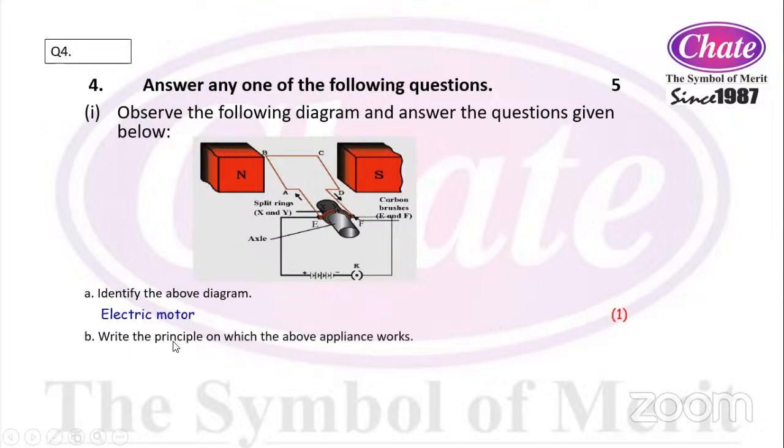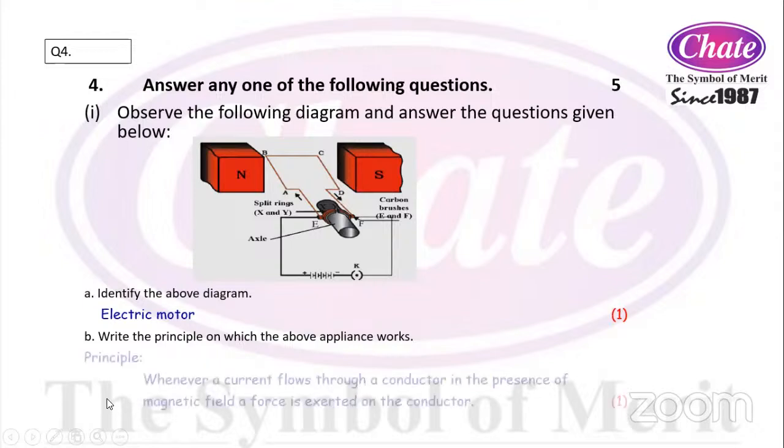Now, write the principle on which the above appliance works. Most of the students write down Fleming's left hand rule for this, or in the case of a generator they write down Fleming's right hand rule. Those are rules, not principles. What does Fleming's left hand rule do? It shows the direction: if the current is in a particular direction and the magnetic field is in a particular direction, then what will be the force applied on that conductor by the magnetic field. That is shown by Fleming's left hand rule.